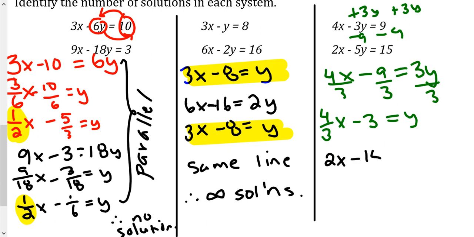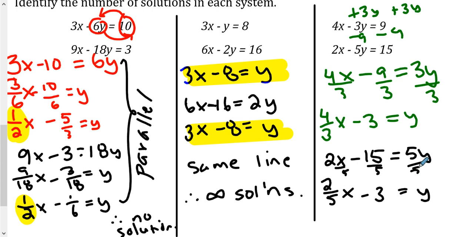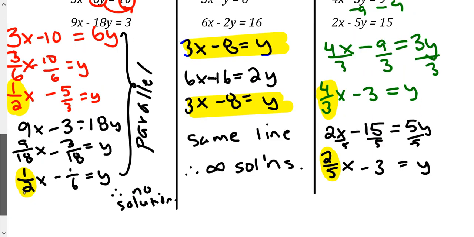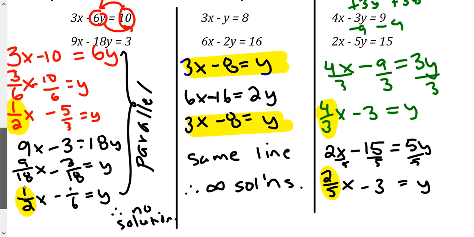2x minus 15 is 5y. Dividing everything by 5, I get 2/5 x. Right, divide that by 5. Minus 3 equals y. Right, divide that by 5. So in this case, we notice they have different slopes. Right, one slope is 4/3. One slope is 2/5. Again, our chart tells us that that means they have to only intersect once. Right? They're lines with different slopes. They have to meet at some point, but only one point because they're straight lines.